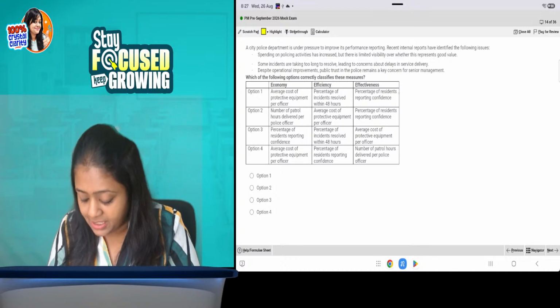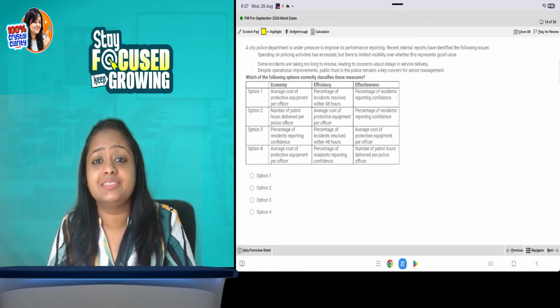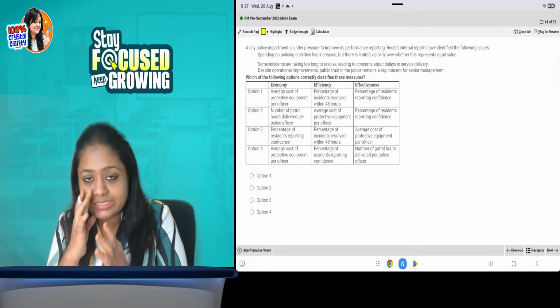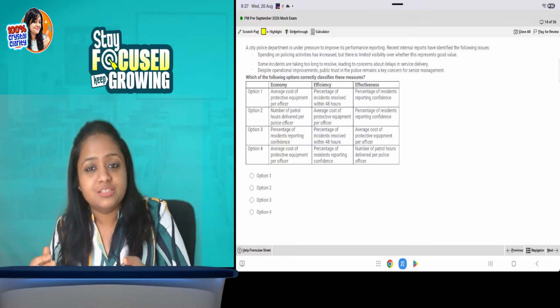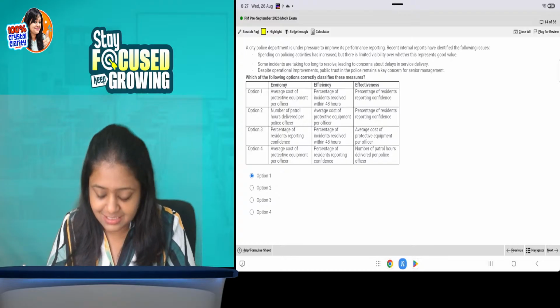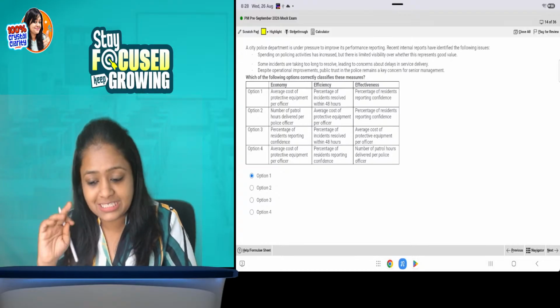Third, percentage of residents reporting confidence, that's the outcome. Because if your efficiency levels are high, you're solving more cases, your residents will be more confident in you. So option 1 is the correct answer. Okay, stick to your basics.